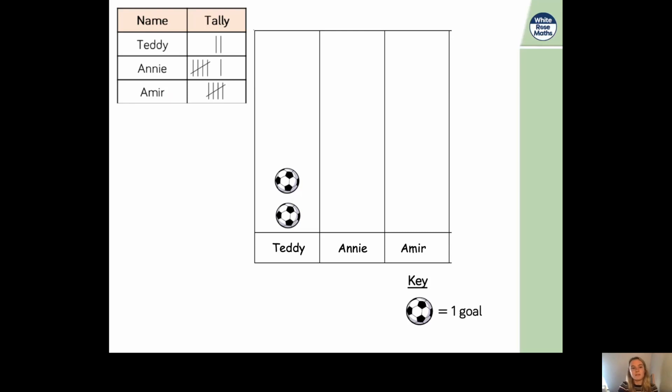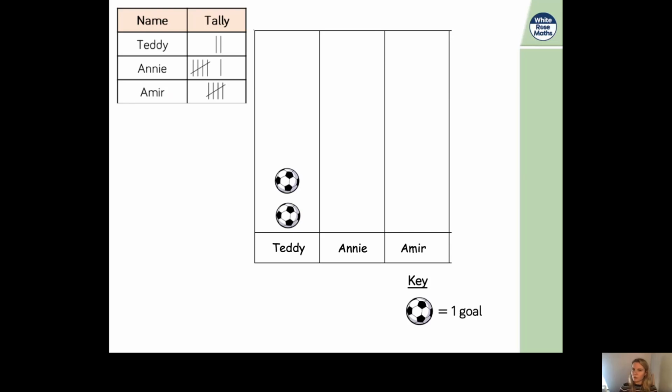Okay, Year 2. So let's have a look at Annie's number of goals. Well, can you see that Annie has a diagonal line across? What does that mean, Year 2? Shout it to your screen. Yes, that represents the 5th goal. And then we have one more tally mark that's on its own. So 5 plus 1 equals 6. So Annie scored 6 goals.